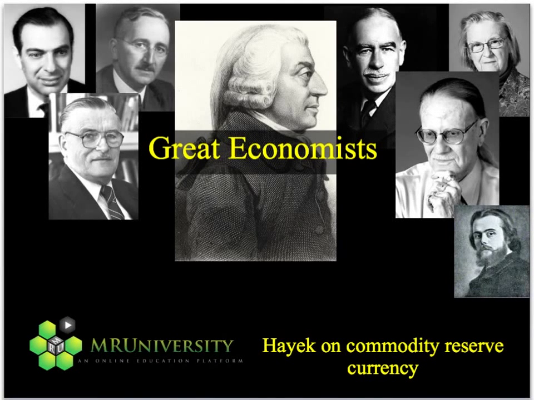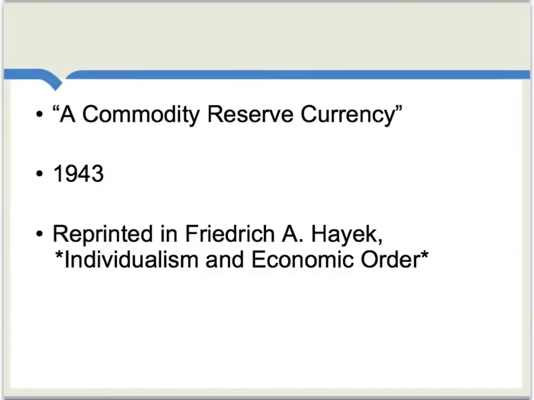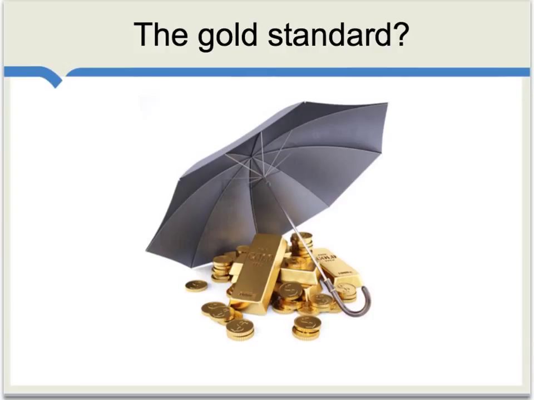And now let's consider Hayek on the idea of a commodity reserve currency. This essay is called, quite simply, A Commodity Reserve Currency, and it was published in 1943. This was during World War II, and most of the world had left the gold standard to fight the war, and the question here was, what was going to replace the gold standard? Hayek understood quite well that the gold standard had lost its previous mystique.